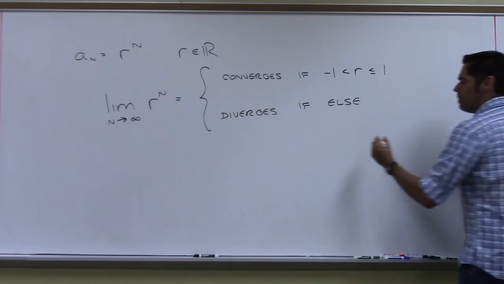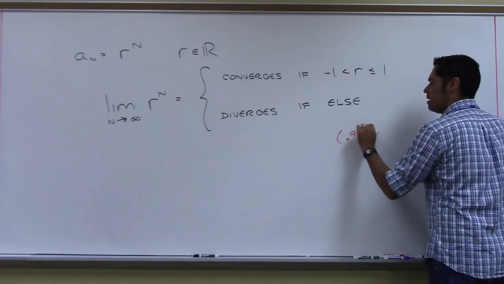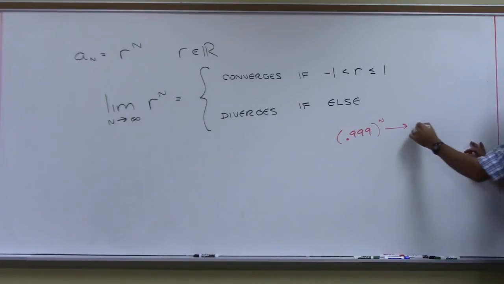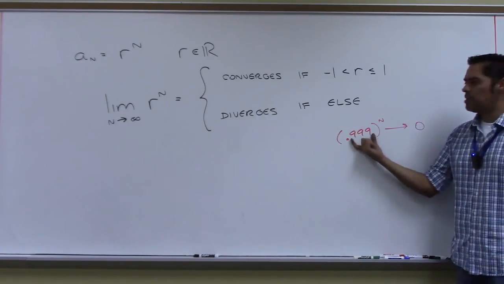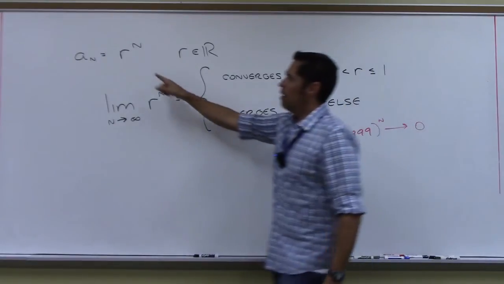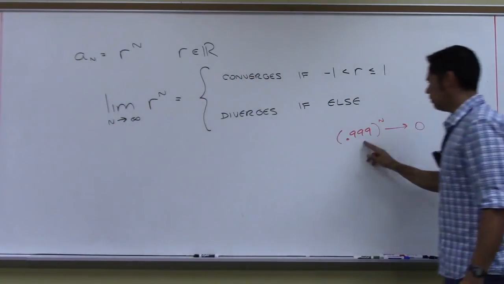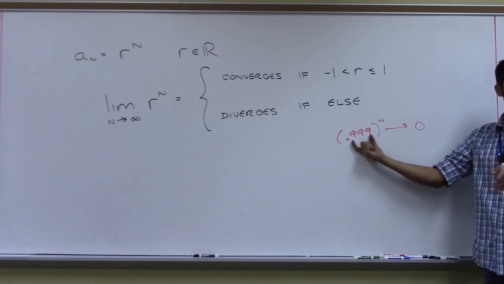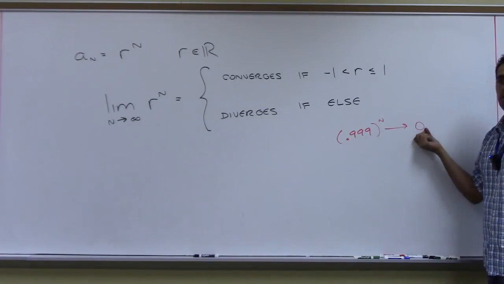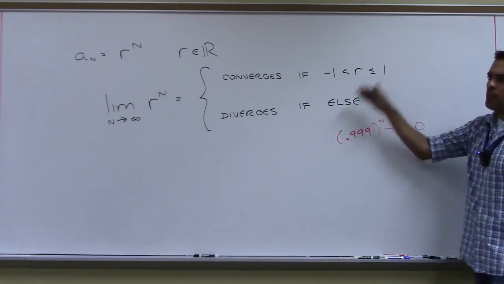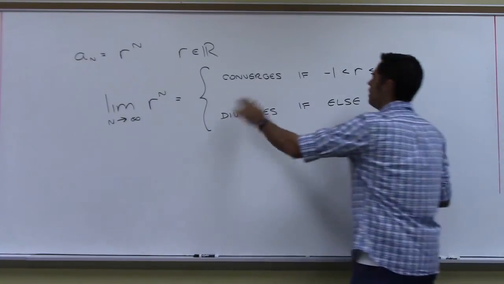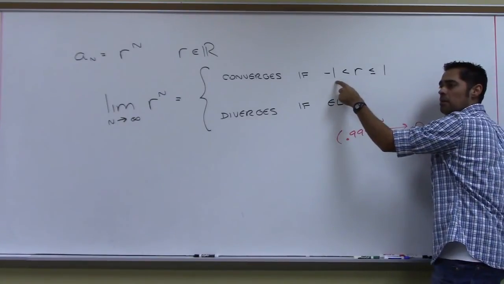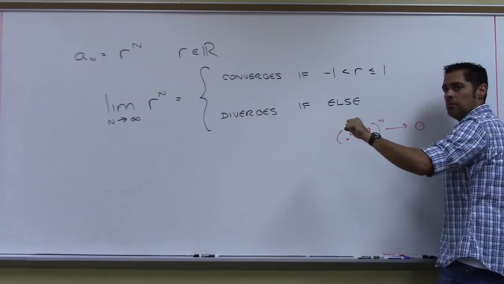This is just that problem that we kind of started earlier with, like 0.999 to the n. What did we say this went to? 0, right? The reason why is because we were taking some number, r, and we were raising it to an n power. And that number was between 0 and 1. And so we said that that would squash down to nothing eventually. So this summarizes that. It says that if r is less than 1 and greater than negative 1, this thing is going to go down to 0.